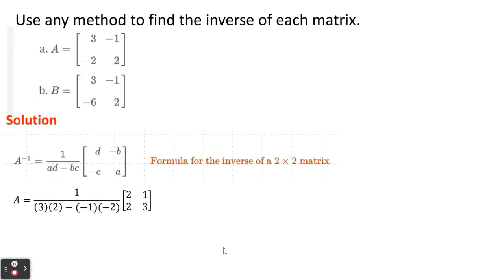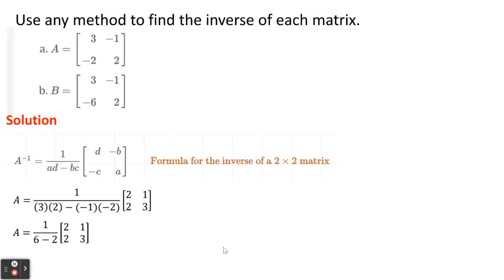So here we have a is 3. So here's my a. And then d is 2. So I multiply those, 3 times 2. And then b is -1 and c is -2. So I'm going to multiply those here. I'm going to switch a and d, so I'm going to have a 2 and a 3. And then for b and c, notice that you had a -1 and a -2, so we change the signs to +1 and +2.